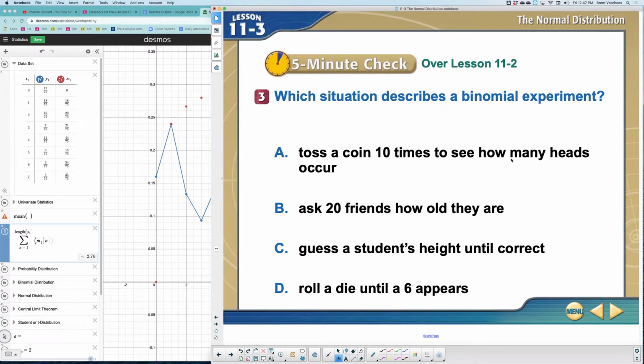Well, if you toss a coin, there can only be heads or tails. That sounds pretty binomial to me. 2 choices. There's either heads or it's going to be tails, one or the other. So this one looks pretty good. Let's check the other one.